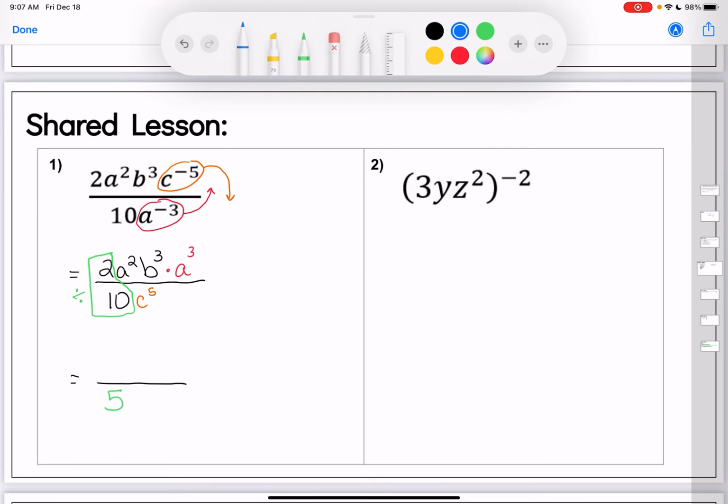All right, I see that I have a like base on the top. I have a squared times a to the third. Those are both on the same level. I'm multiplying like bases, so I'm going to add my exponents. So that's going to become a to the fifth.